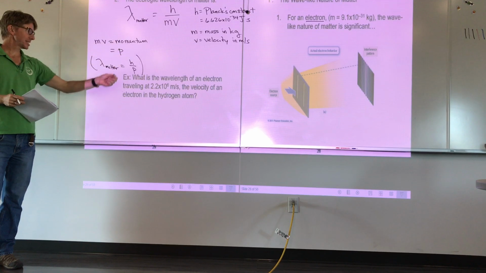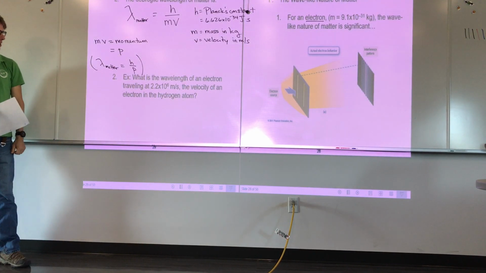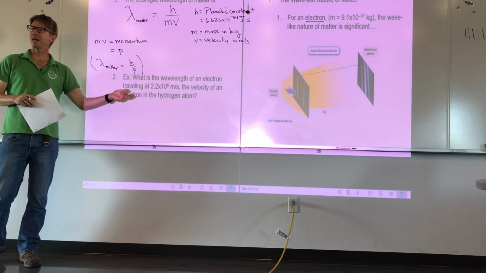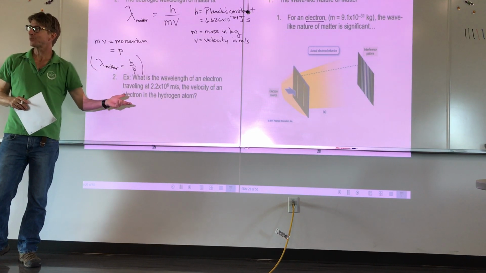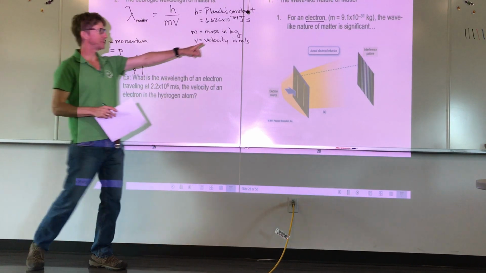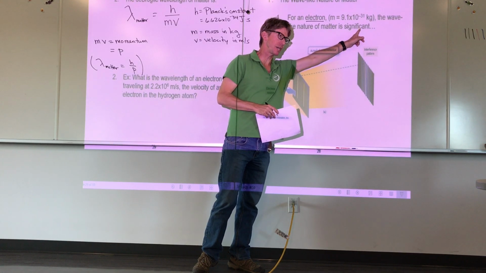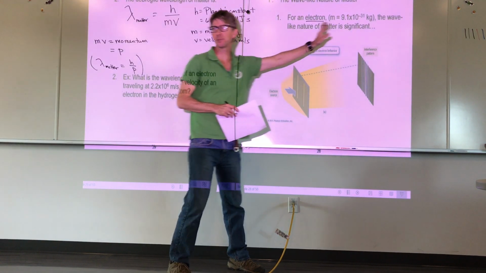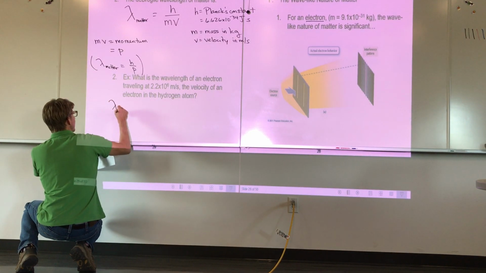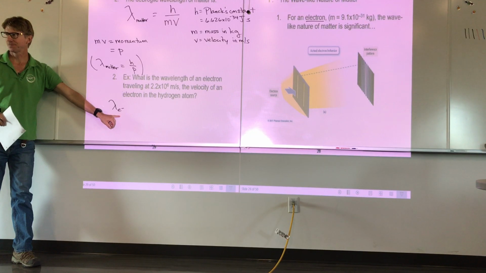Now we'll use this to do a calculation. What is the wavelength of an electron traveling at 2.2 times 10 to the 6 meters per second? That velocity of the electron would have to be given to you. The mass of the electron does not have to be given separately because it's already on your conversion and equation sheet. You just have to sometimes go find it. So now I've got the wavelength of an electron.